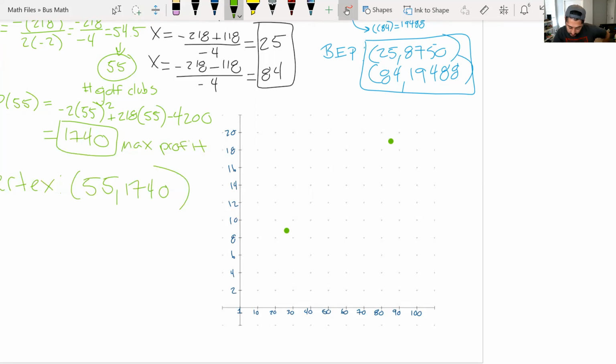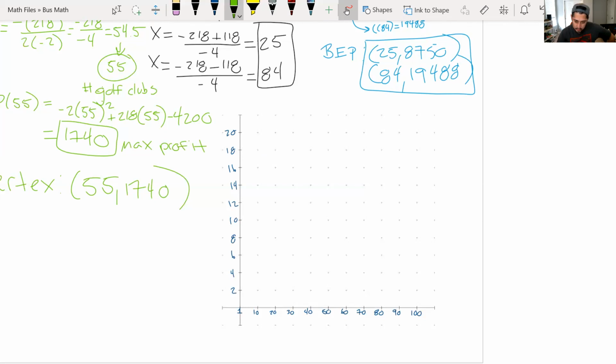Those are the break-even points, but we're only graphing profit. So bear with me a second. And then 55 and 1740. Yeah, none of this would make sense because this is what it would look like, and none of our profit should look like that. My bad. Sorry, guys. All right.